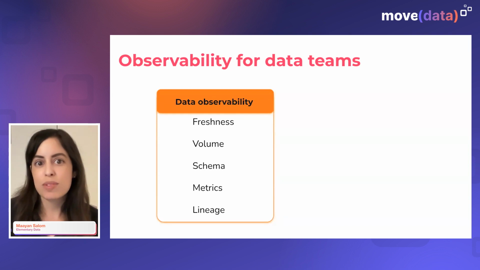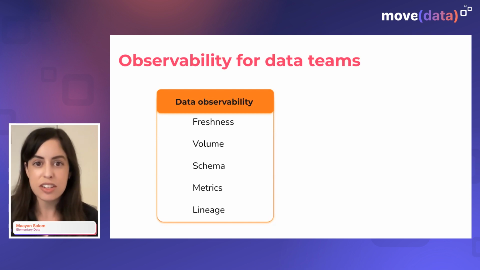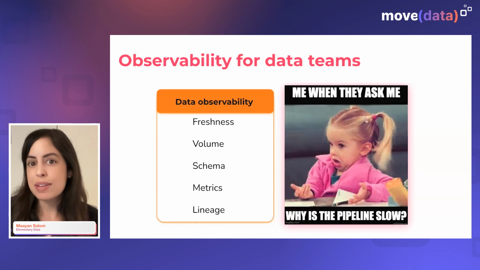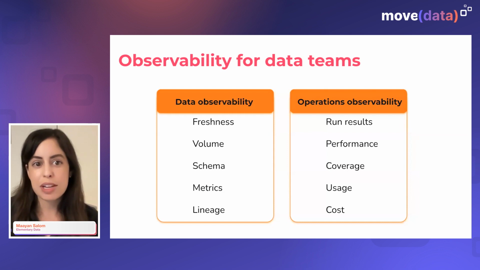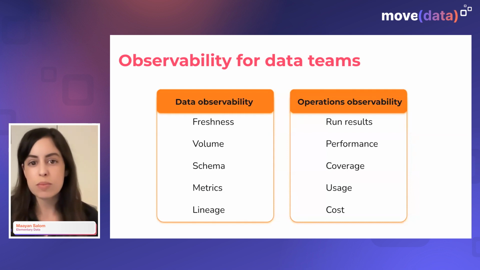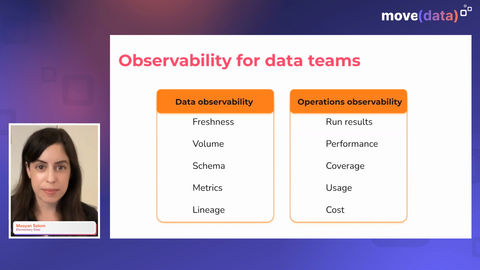What does it mean to build observability for data teams? Data observability is usually defined as freshness, volume, schema, quality metrics, and lineage. But we thought that for DBT users, and also what we heard from them, was that something else is missing as well. You can see that DBT users talk a lot about the need of operations observability, and not just observing the data, but also knowing exactly what's going on in your jobs and invocations and what are the results. So in Elementary, we decided to build both operations observability and data observability.